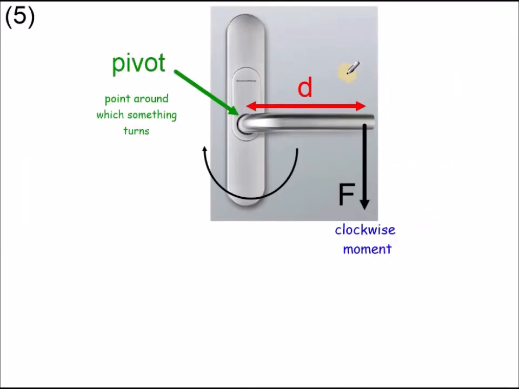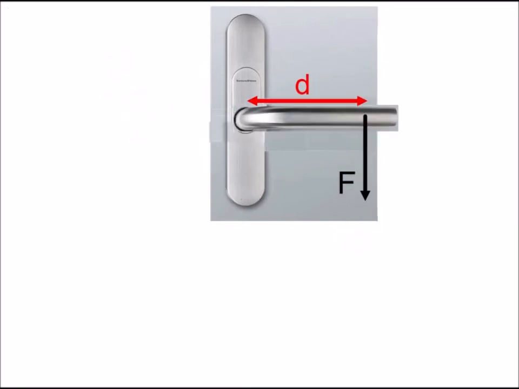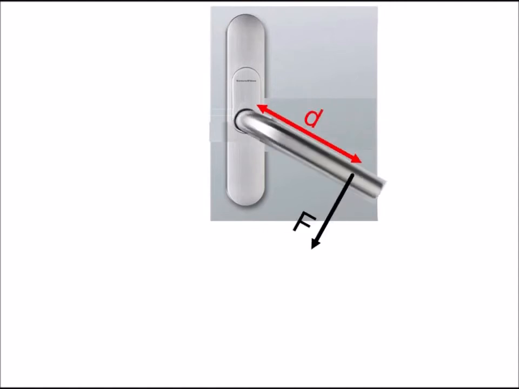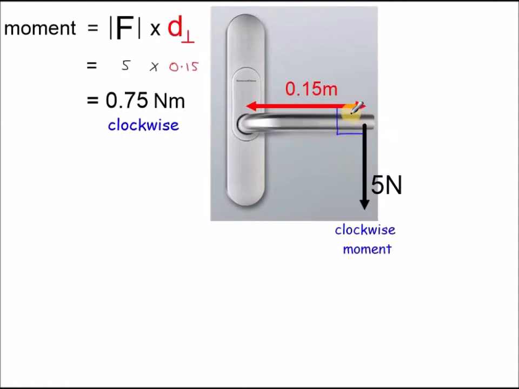Example 5, we have a door handle and the force is perpendicular to the arrow representing distance. Again we have a rotation clockwise this time, so we have 5 Newtons times 0.15 meters, giving us a moment of 0.75 Newton meters clockwise.